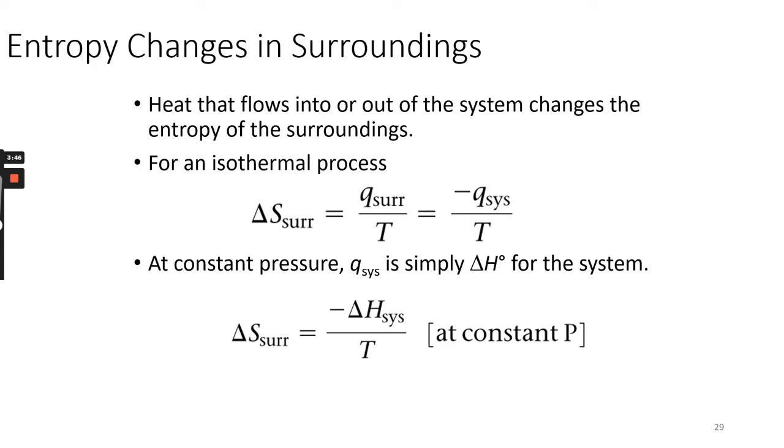So the entropy changes in the surroundings. Heat that flows into or out of a system changes the entropy of the surroundings. For an isothermal process, remember isothermal means same temperature or constant temperature, your change in entropy of your surroundings is just equal to Q of the surroundings over T, and Q of the surroundings is just equal to negative Q of the system. At a constant pressure, you could substitute out Q of the system with delta H of the system. So then we have this relationship here at constant pressure.